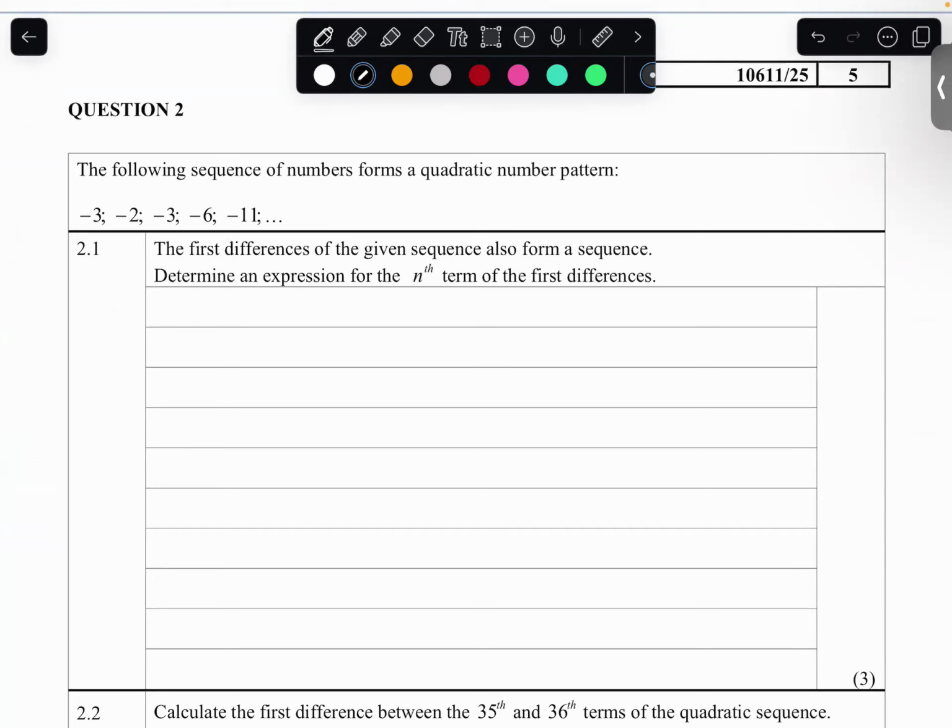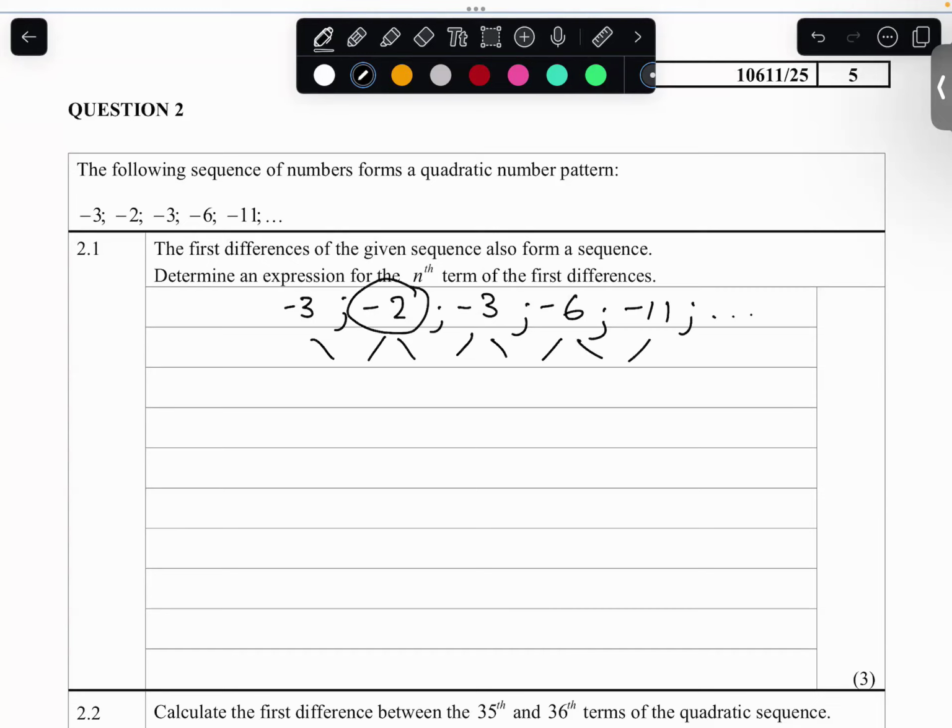The following sequence of numbers forms a quadratic number pattern: -3, -2, -3, -6, -11. The first differences of the given sequence also form a sequence, which is an arithmetic sequence. Determine an expression for the nth term of the first differences. Remember, the first differences of a quadratic number pattern will always form an arithmetic number pattern. So when we do this, these are the first differences.